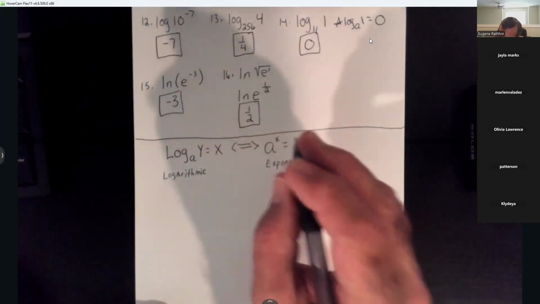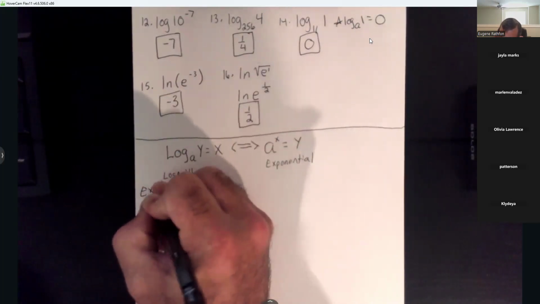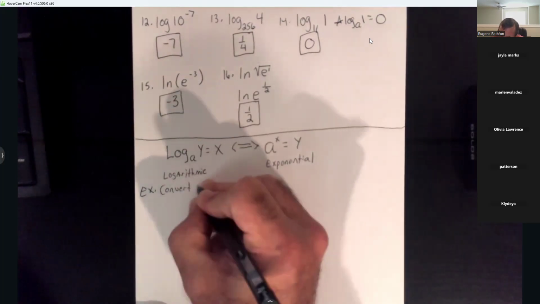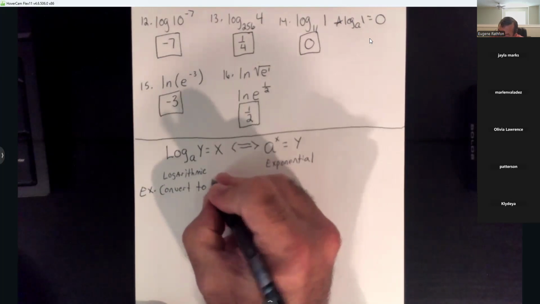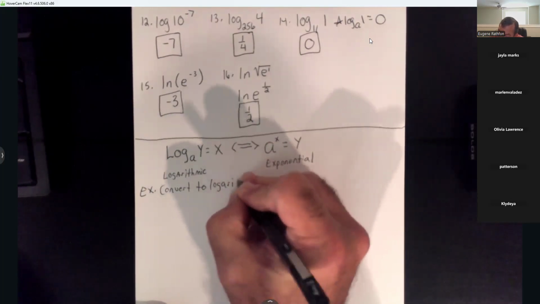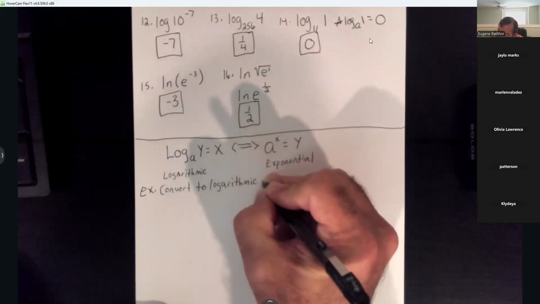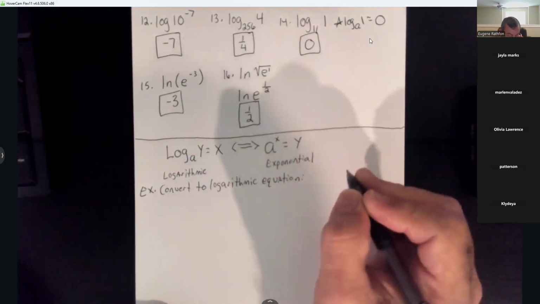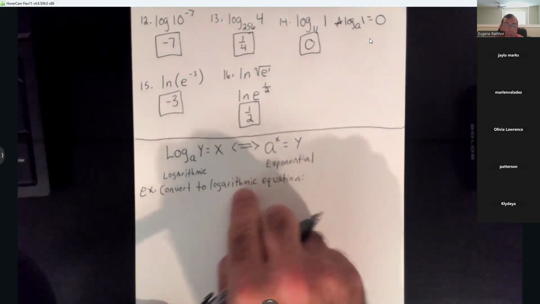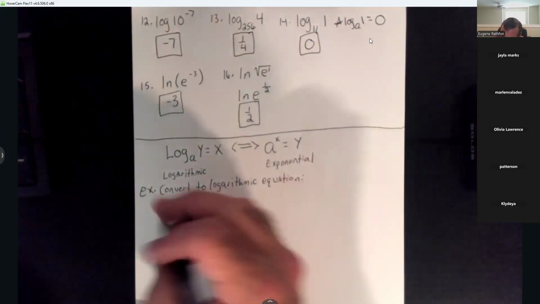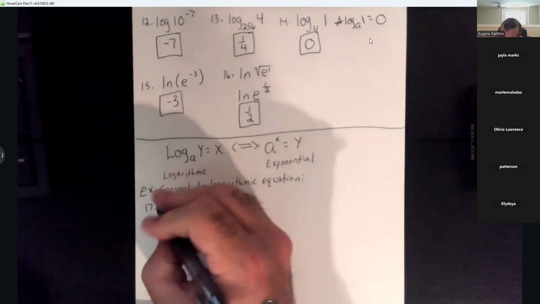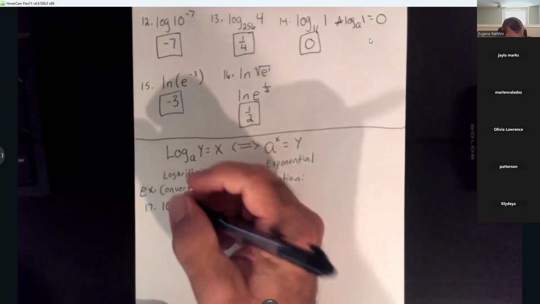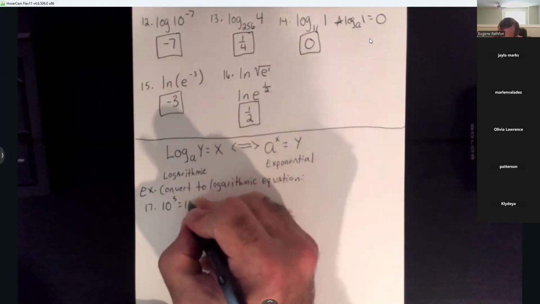Okay, y'all, so starting at 17, on these next few examples, they want to convert to a logarithmic equation. So they're giving me exponential, and I'm going to convert it, okay? So for 17, they're giving me 10 to the fifth equals 100,000.